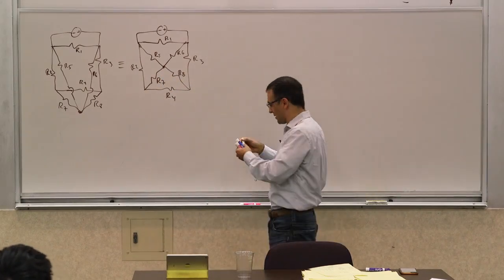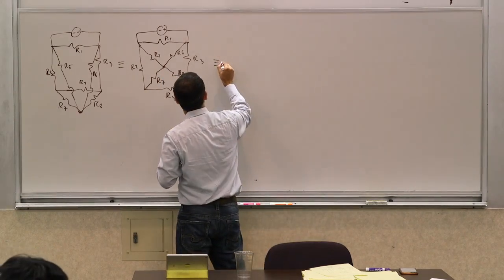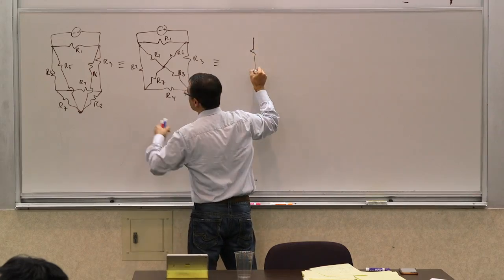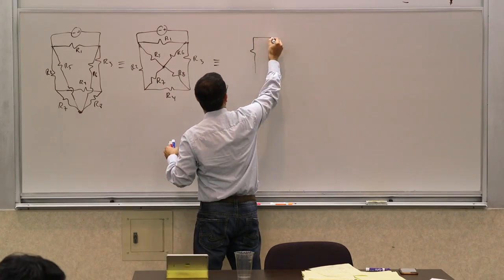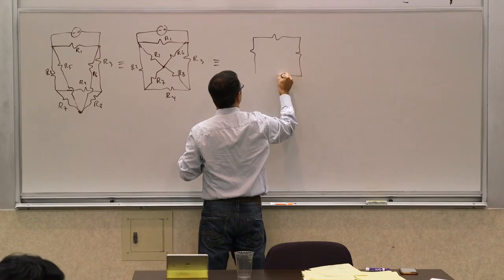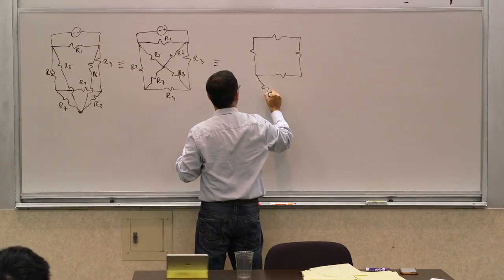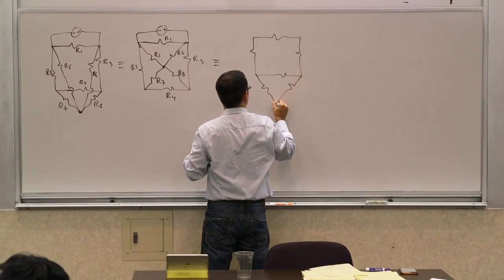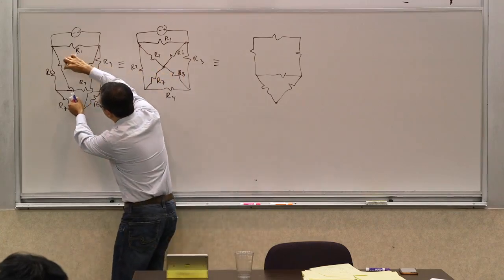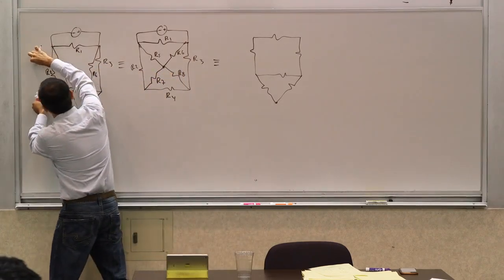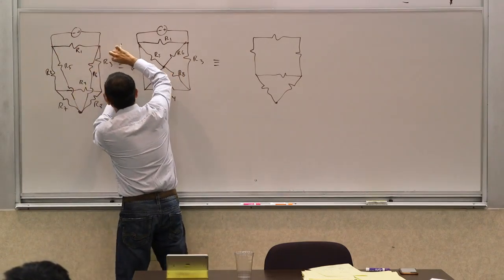The other suggestion, which is equally good, is take the R5 and R6 and take it to the side. Just click and drag. So R5, click and drag.